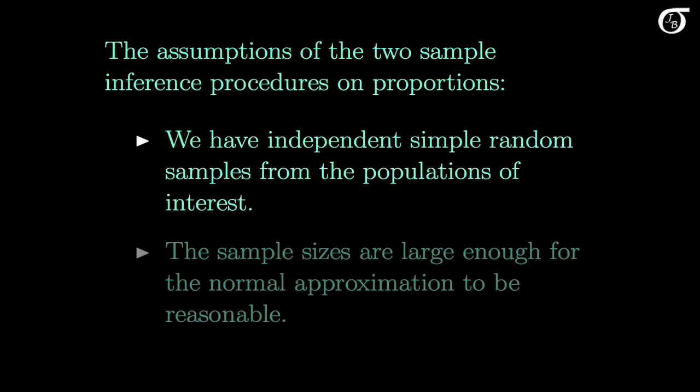In order for the inference procedures we are about to discuss to be reasonable, the following assumptions must hold. We need independent, simple random samples from the populations of interest, or we might use these methods to analyze the results of a randomized experiment. And the sample sizes must be large enough for the normal approximation to be reasonable. These are large sample methods, and they are not appropriate for very small sample sizes. I'll give some details about how large a sample size is required in the text and the video description.